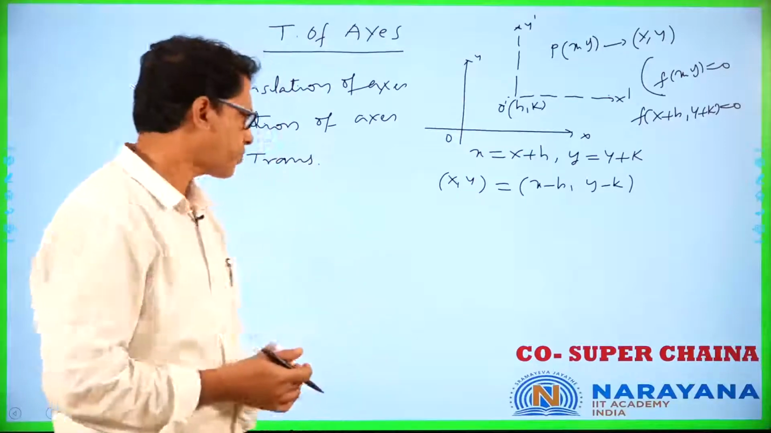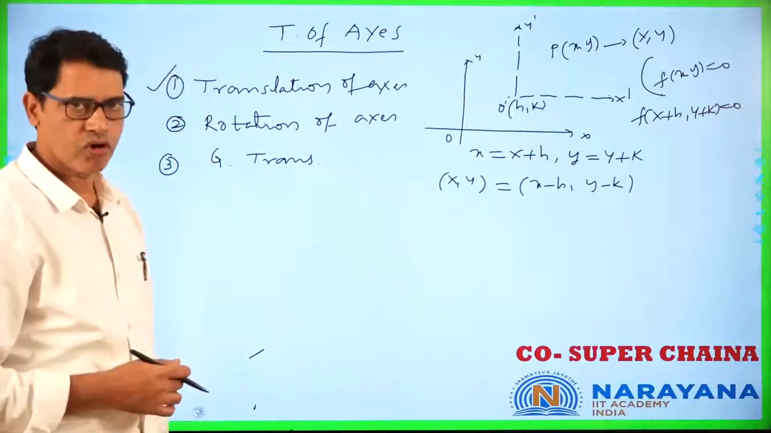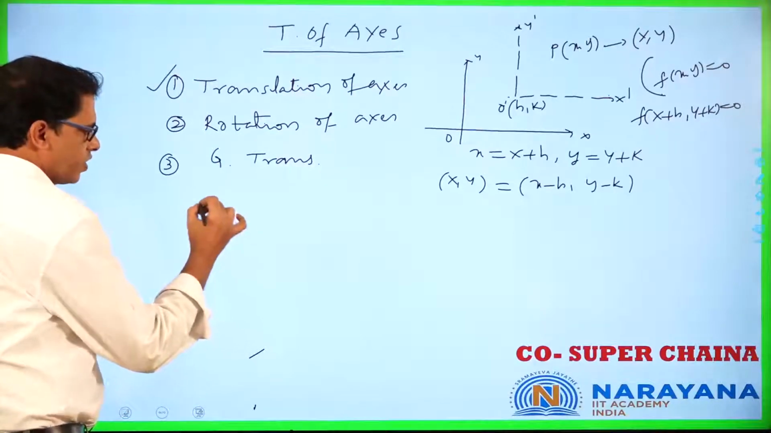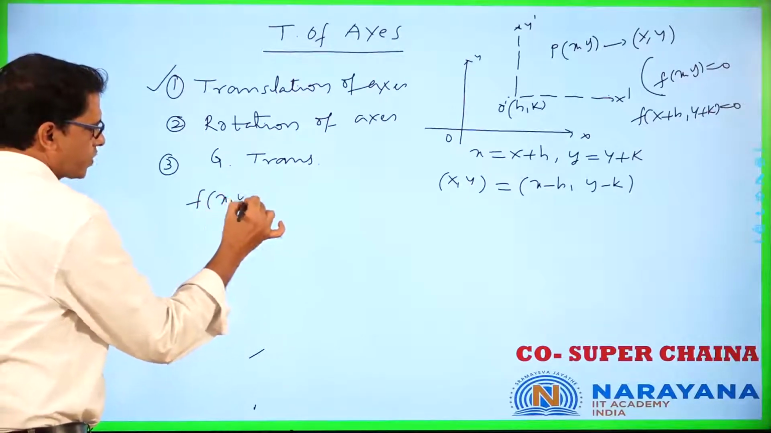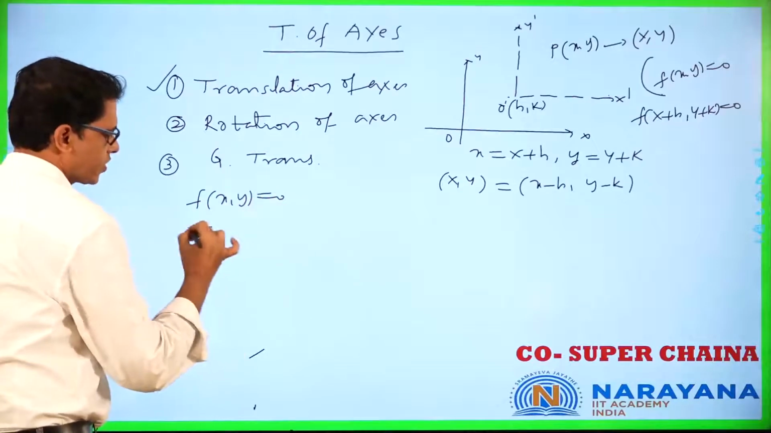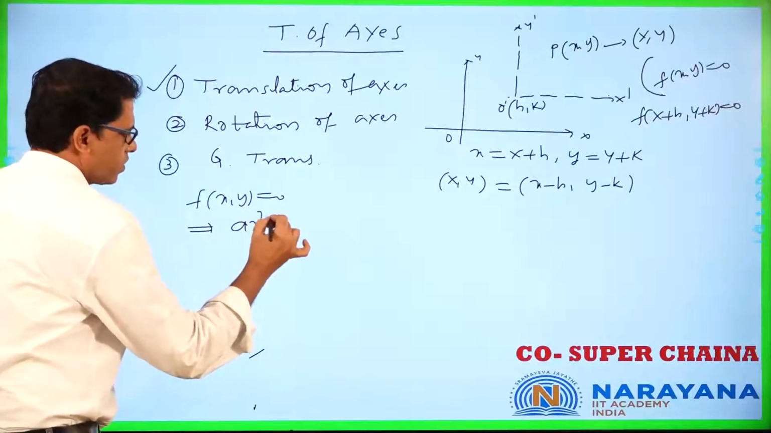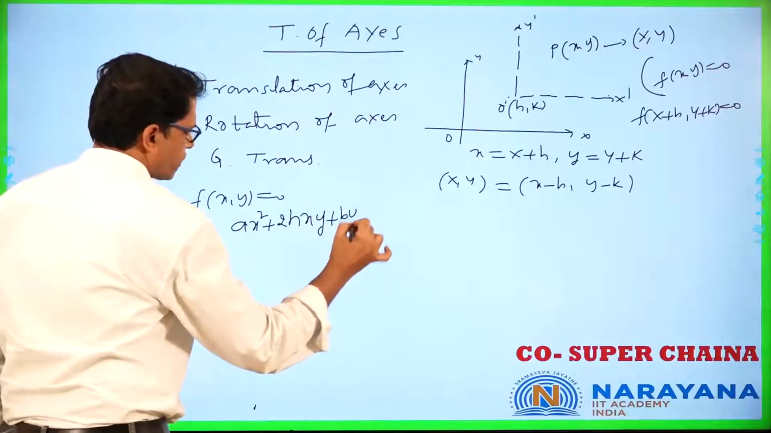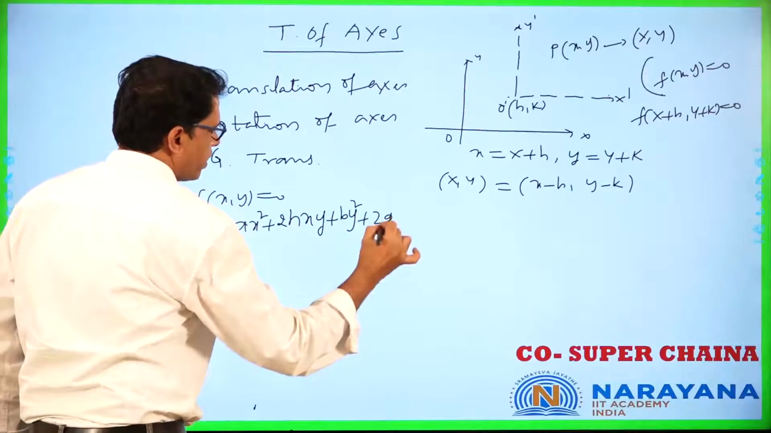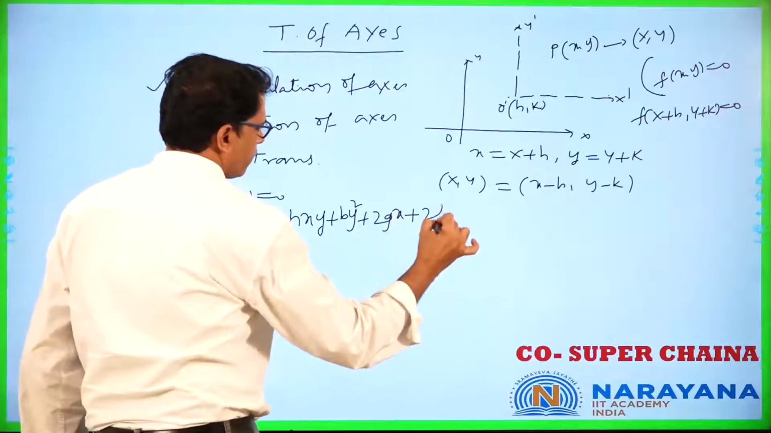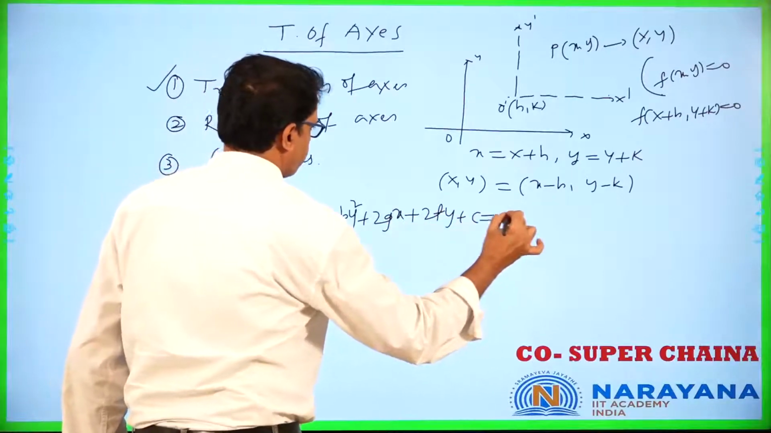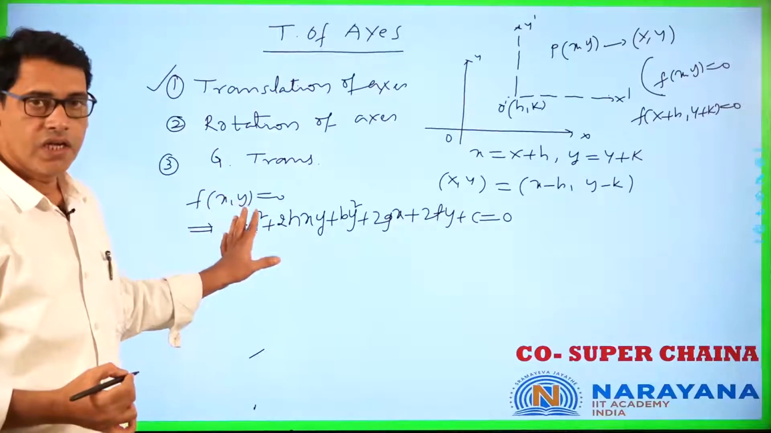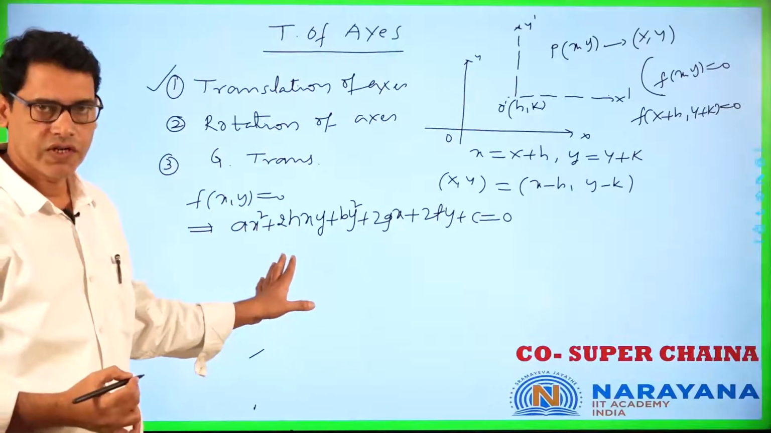One more concept is there. Say the equation f of x comma y equals 0 is ax square plus 2hxy plus by square plus 2gx plus 2fy plus c equals 0. This is the equation of a curve.